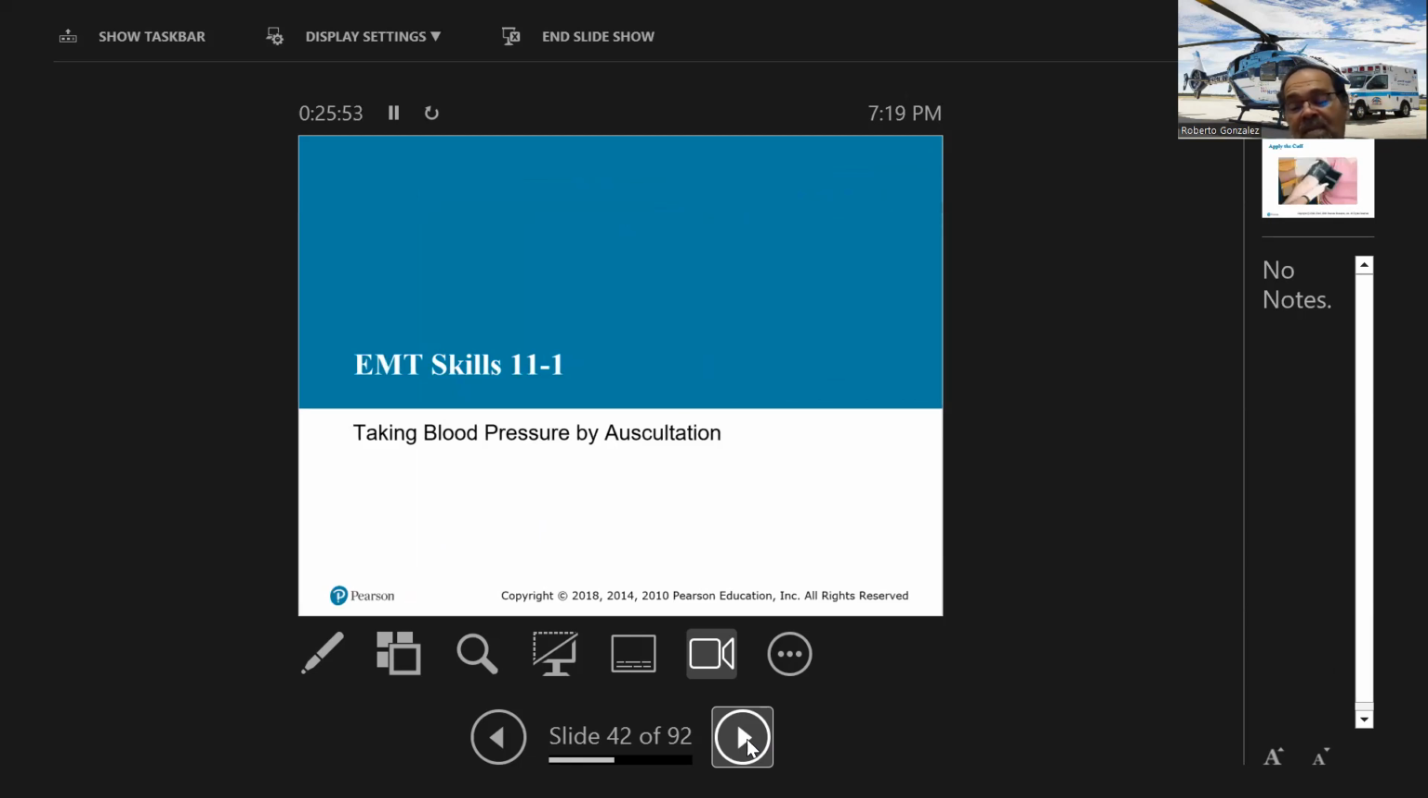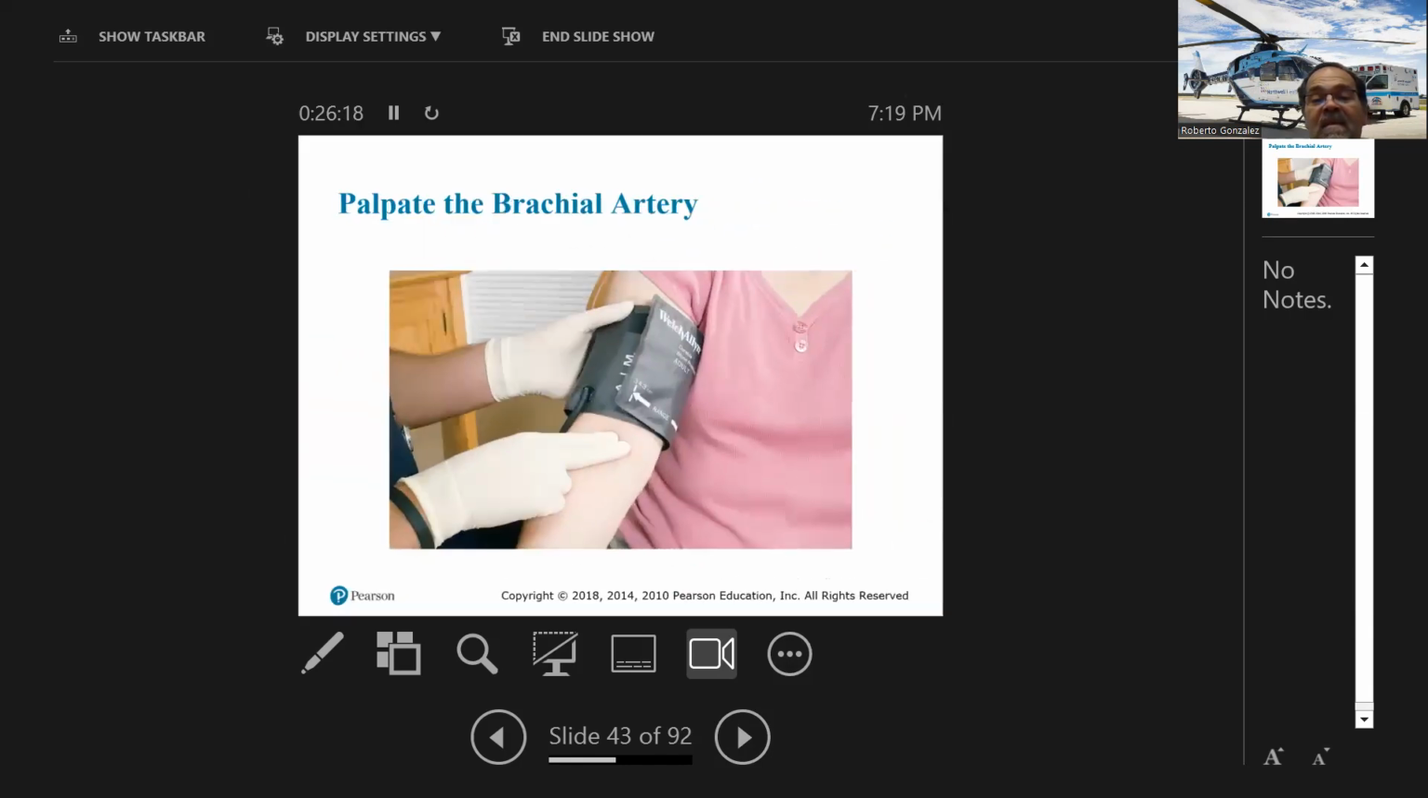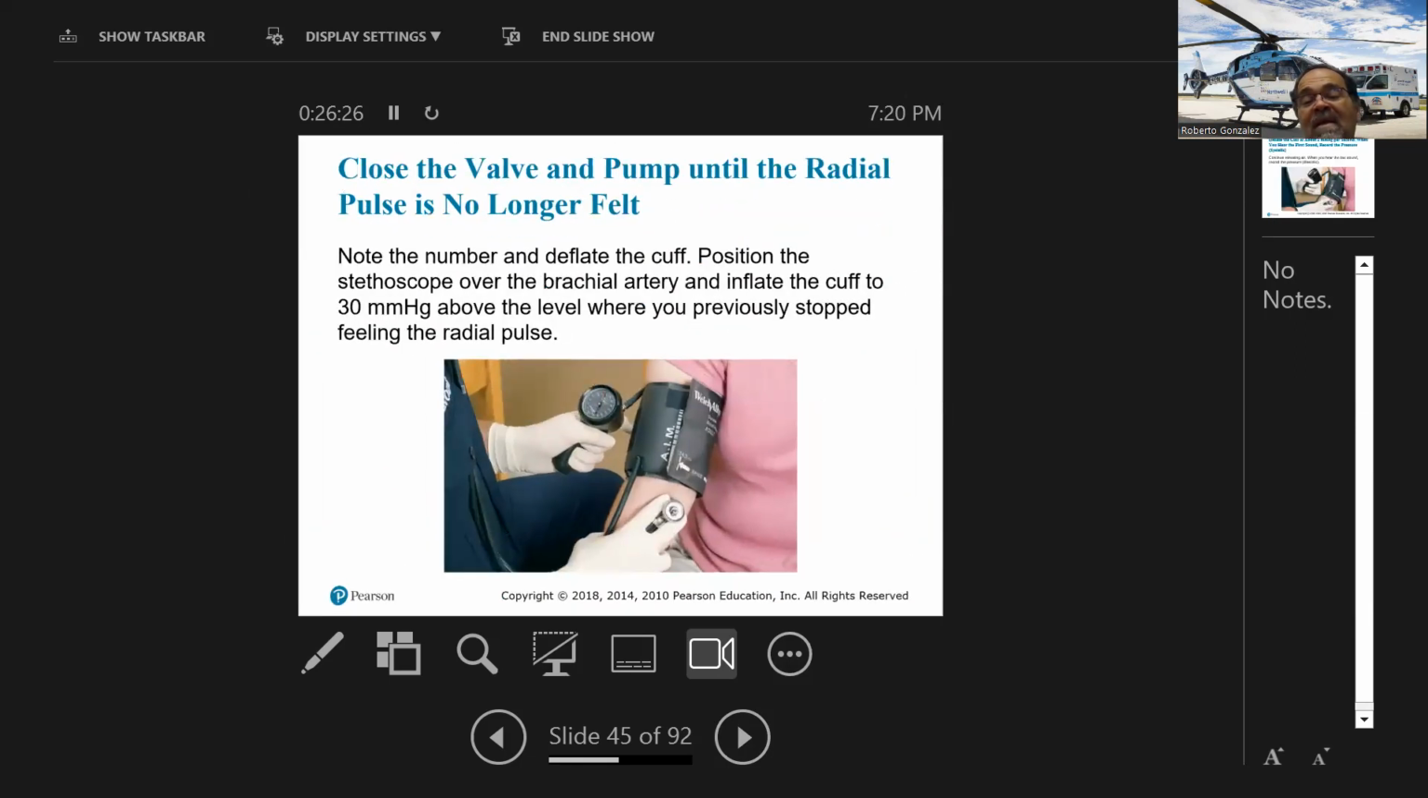How do you actually do it? Normally they tell you to put the cuff about an inch above the antecubital fossa. The antecubital fossa is a little section when you bend your elbow, that indentation that's up here. Tighten it. Then basically what they're doing is palpating the brachial artery. And the brachial is going to break down into the ulnar and radial.